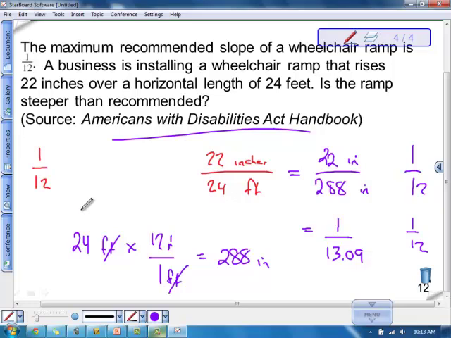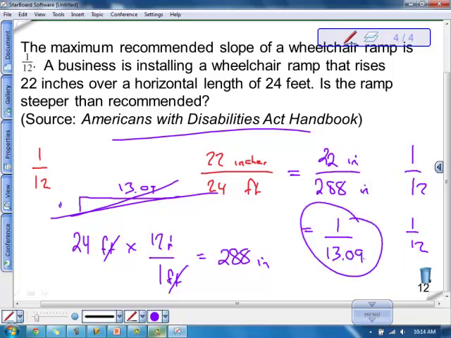For every 1 that goes up, it runs 13.09. So the slope would be like that, as opposed to the recommended 1 to 12, which is a little bit steeper. And I don't think you get in trouble for not being steep enough. But yeah, the slope of this ramp is 1 to 13.09.